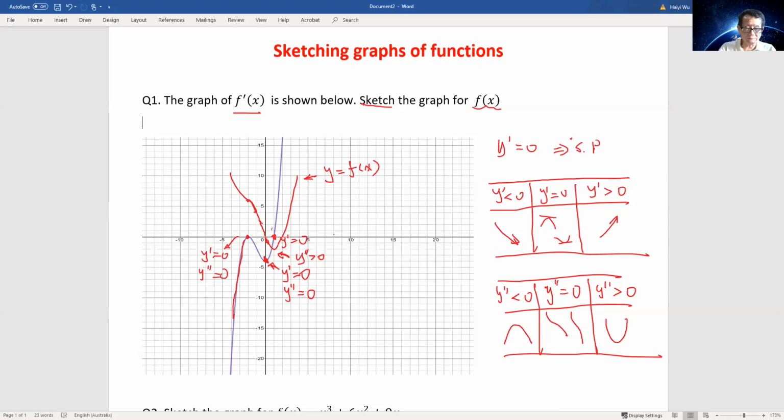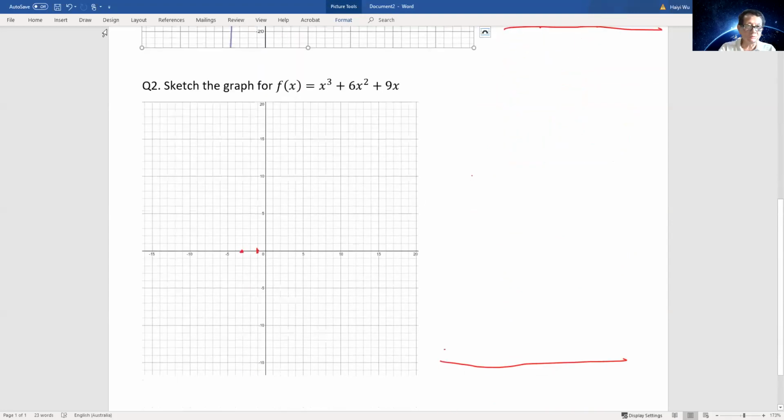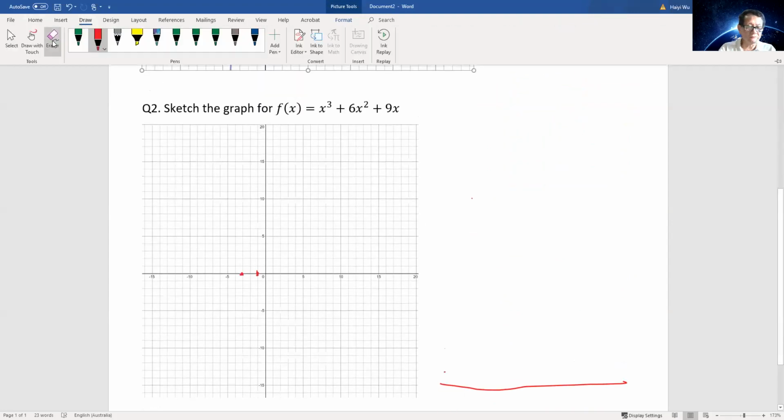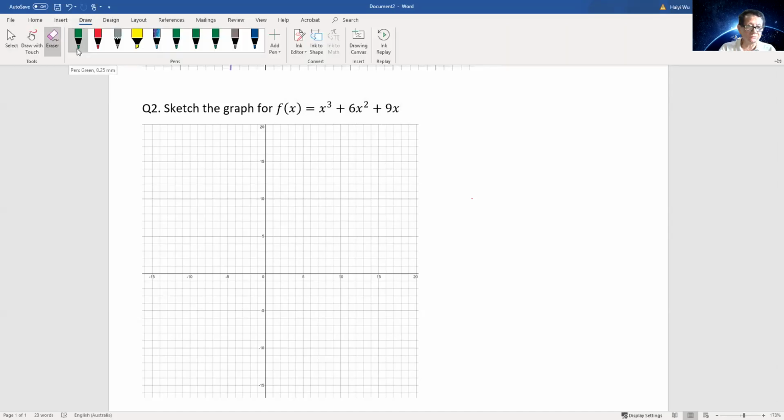So we solved that. So let's move on to question number 2. Now question number 2, we have an equation. So we need to sketch the graph for f(x). So let's do that. I'm going to use a blue-green pen this time. If we want to sketch a graph, we need some key points. That means we need stationary points.